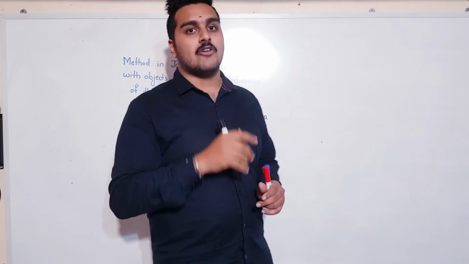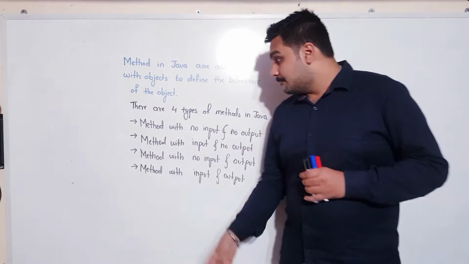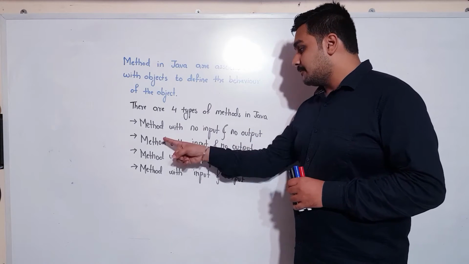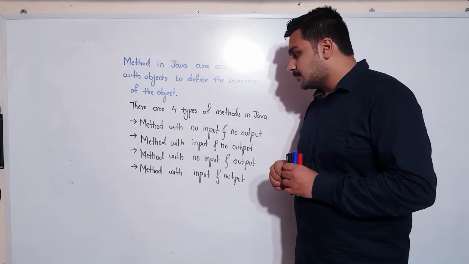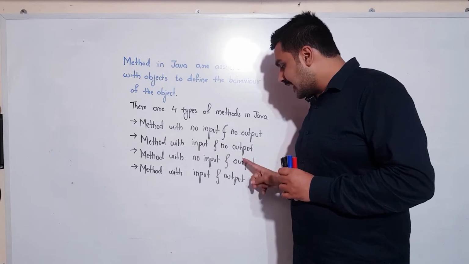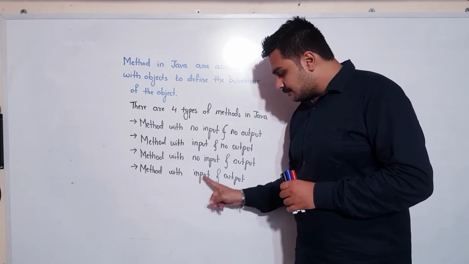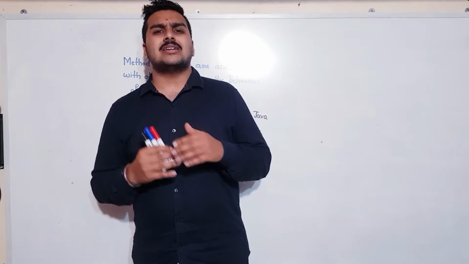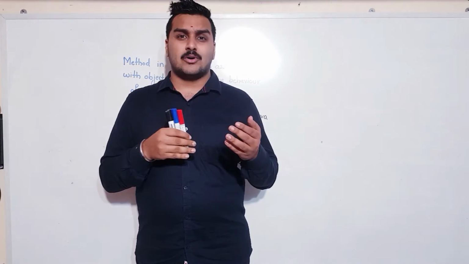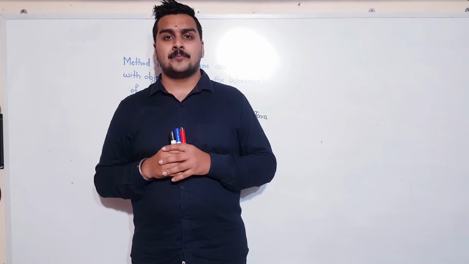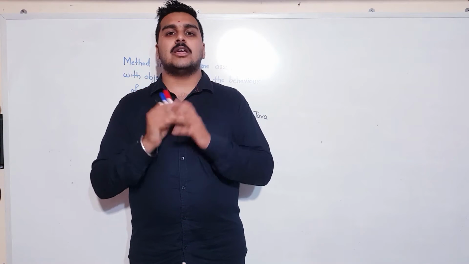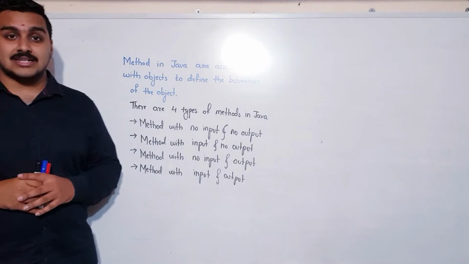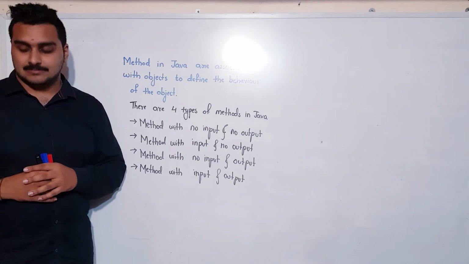Four categories of your methods. Which are they? Method with no input and no output, method with input and no output, method with no input and output, and method with input and output. Four types of methods. So what are these input, no input, output, no output? I will be helping you out with an example. Please copy whatever is there on your screen as it is, then we can proceed ahead.